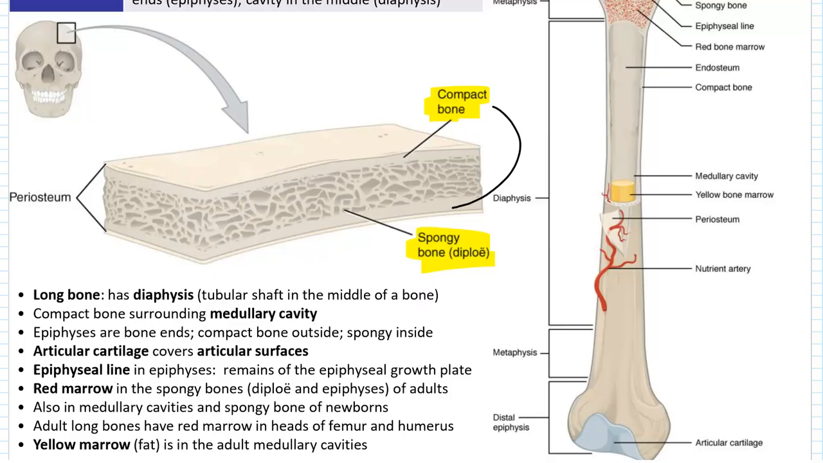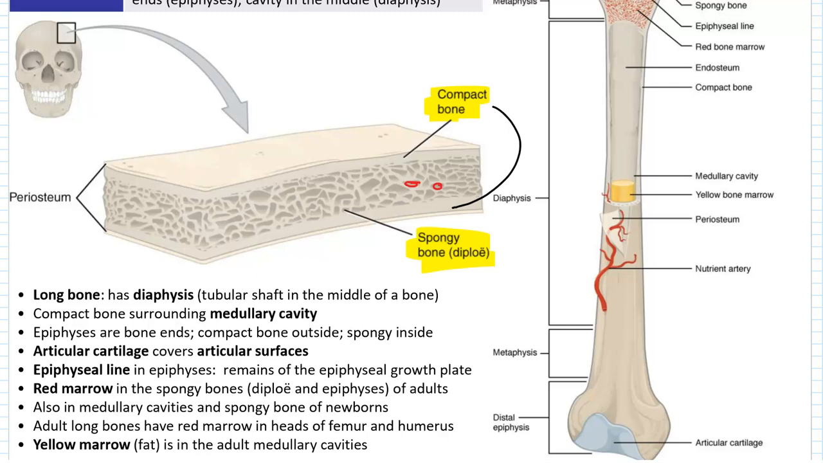Macroscopic cavity. The space between the compact bone layers is completely filled with the spongy bone. Am I making sense? I'm not talking about those little gaps. No, I am not talking about this or this. That doesn't qualify as a cavity. It's filled with bone marrow. Okay? Does that make sense?